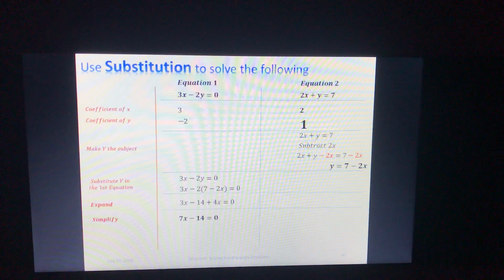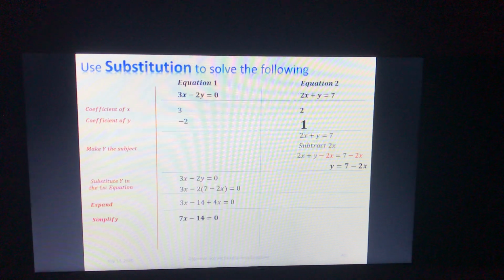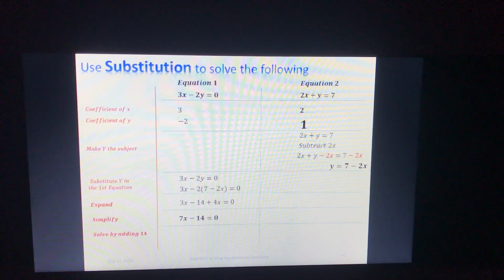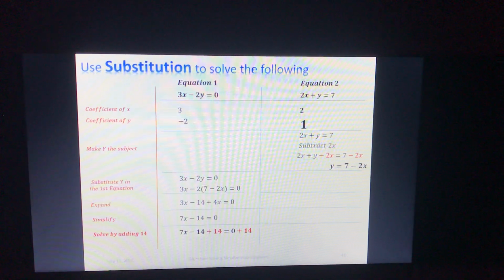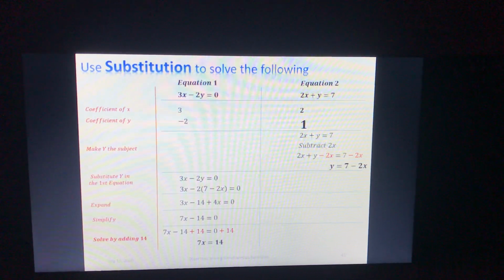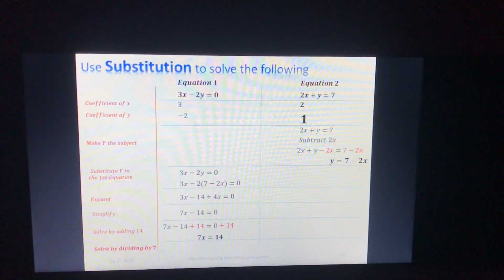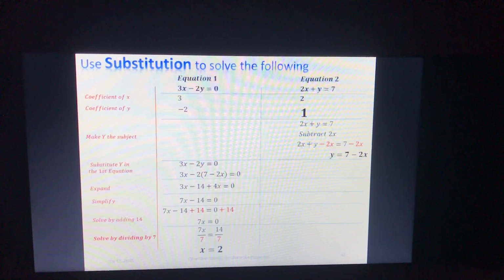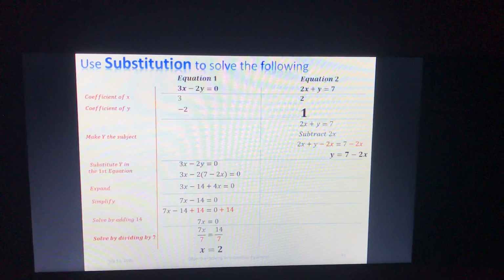Again, this is an equation with one unknown, which is x. Now, apply opposite operation by adding 14 to both sides of the equation. So the negative 14 is cancelled on the left, and 0 plus 14 is 14, so 7x is equal to 14. Get rid of the coefficient by dividing all by 7, and x will come down to 2.